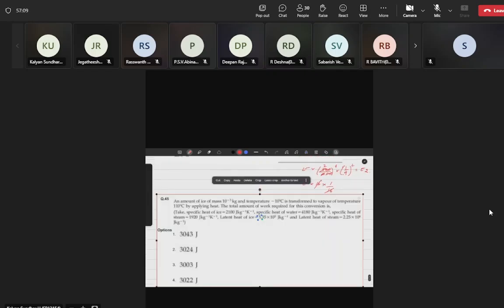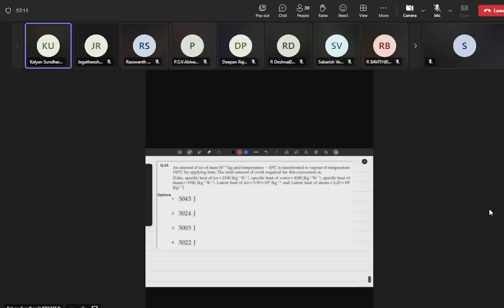This one again. An amount of ice of some mass at minus 10 degrees Celsius is transformed into vapor at a temperature of 110 degrees Celsius by applying heat. Find the total work done. So where should the conversion start? From minus 10 degrees to 110 degrees, you have to convert it all, and you have to find all the energy.